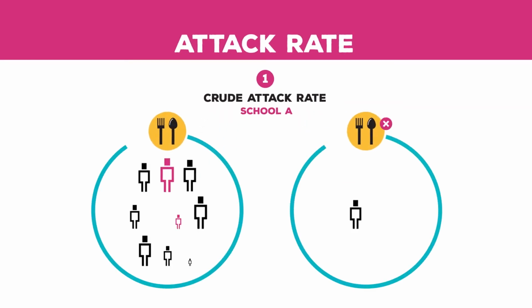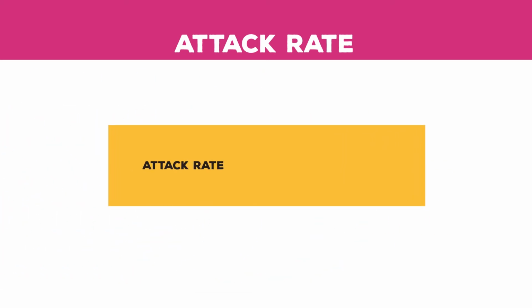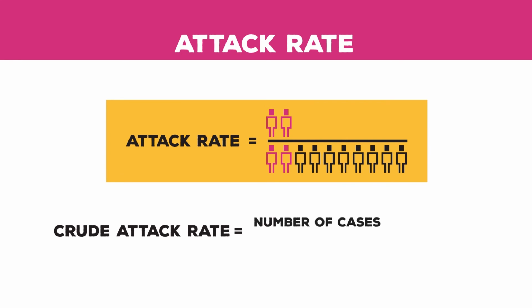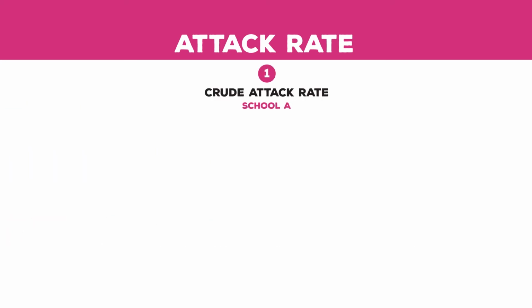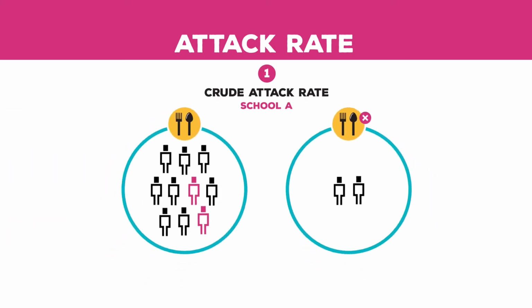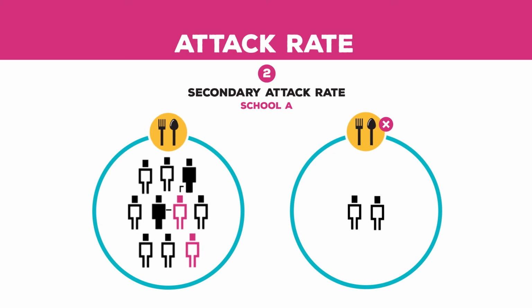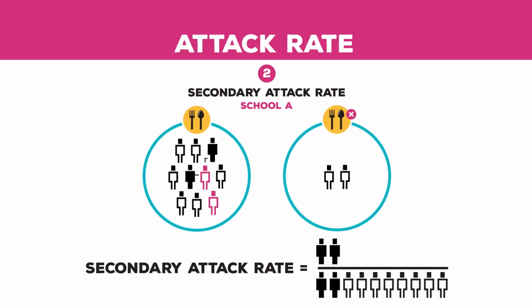For an outbreak investigation, we speak of an attack rate, which is defined as the number of people exposed to a hazard who became ill, divided by the number of people who were exposed to that hazard. Crude attack rate equals the number of cases divided by the number of the population at risk. Moreover, in an outbreak, disease can transmit from one person to another, so we speak of the secondary attack rate to measure the disease's infectiousness. Secondary attack rate is calculated from the number of persons who become ill after exposure to the primary case, divided by the number of persons exposed to the primary case.